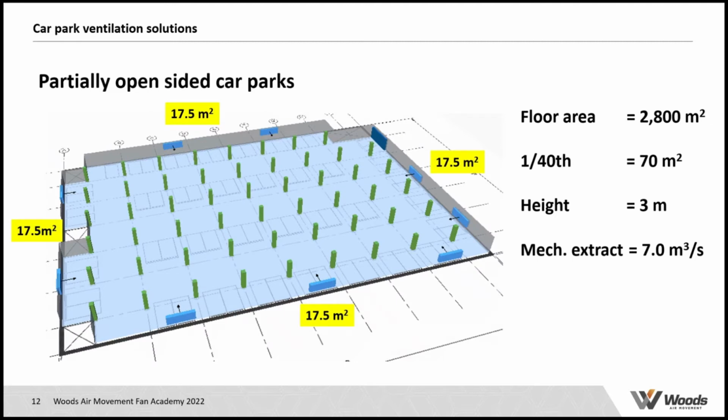Now, again in an image, a partly open car park, the same car park, 2,800 meters squared. 1/40th of the floor area equals 70 meters squared. Taking the average height of, say, 3 meters, that would mean that for this car park, you will require a mechanical ventilation system capable of providing 7 meters cubed per second for day-to-day ventilation maximum.